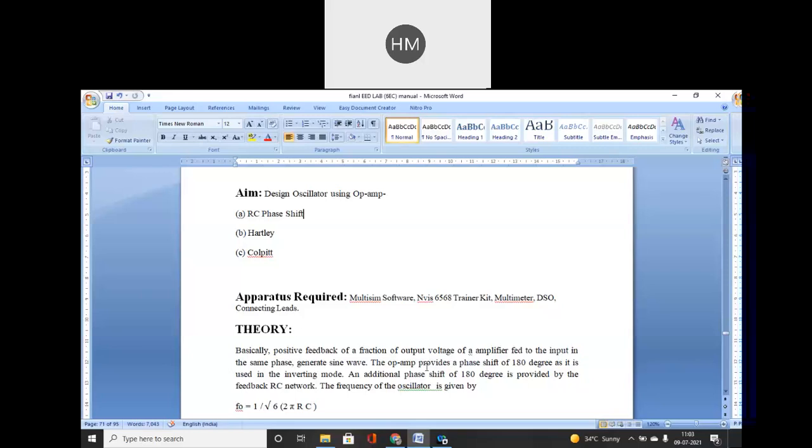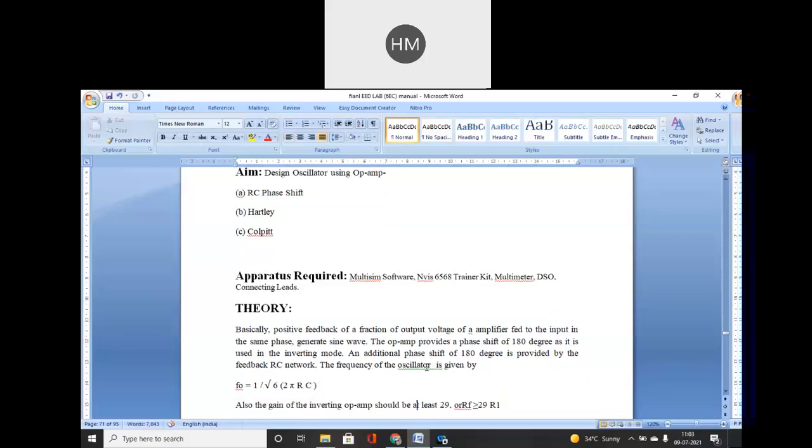ये सबने लिख लिया बेसिक थिंग्स. See students, we all know RC networks. तुमने ट्रांजिस्टर के साथ आरसी नेटवर्क को भी कनेक्ट किया था. You have designed oscillators by using transistors. Here we are replacing those transistors by amplifiers because these have major benefits and advantages.